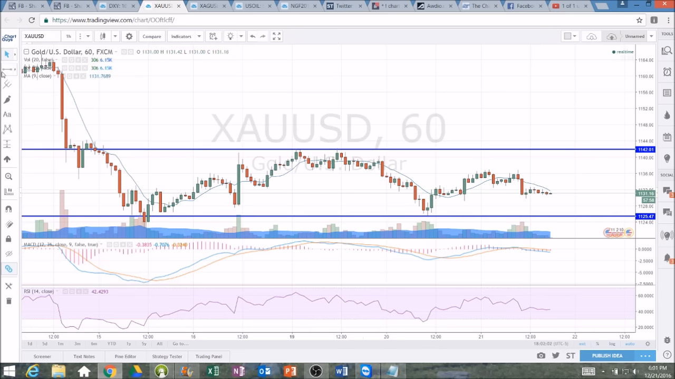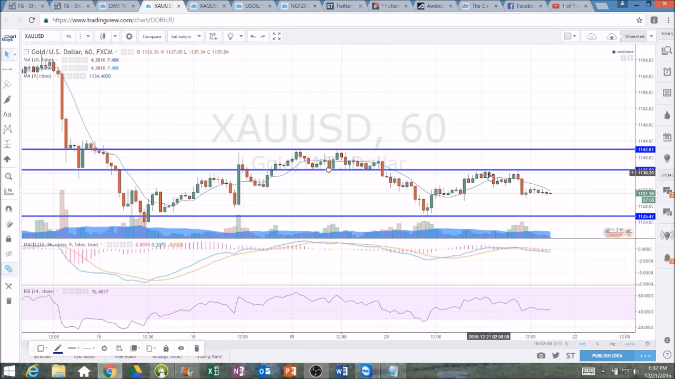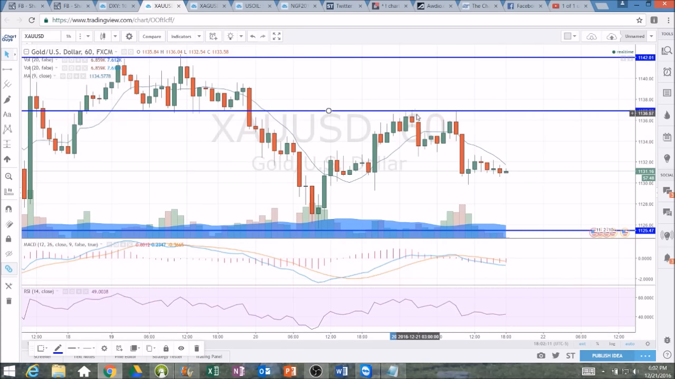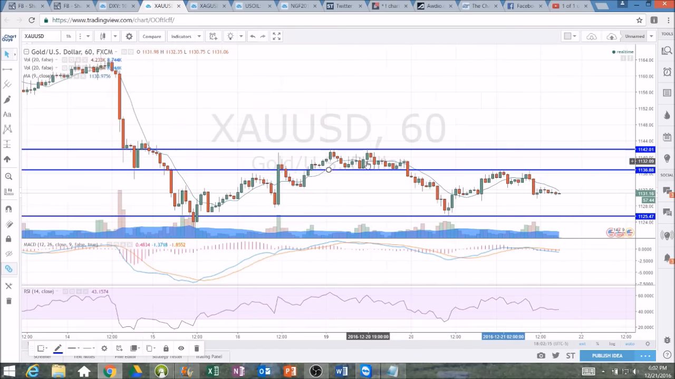We also have another little double top. We could put another resistance line here because we topped out at 1137 and 1136.93. So another little double top on a bounce attempt, and we have to see the bulls break these levels in order to turn this trend around.